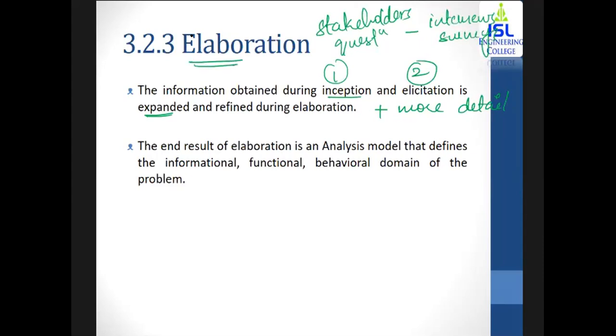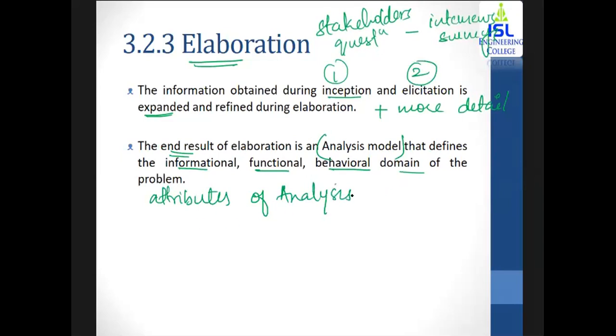As the name says, you're elaborating the different information that was obtained within the first and second phases of requirement engineering. The end result of elaboration is called the analysis model. This analysis model is going to define the information that is going to be used within the software, the different functions, the behavior, and the domain of the problem. All this information is gathered by the analysis model. Now, within this analysis model, you're going to identify all the different attributes of the analysis model.